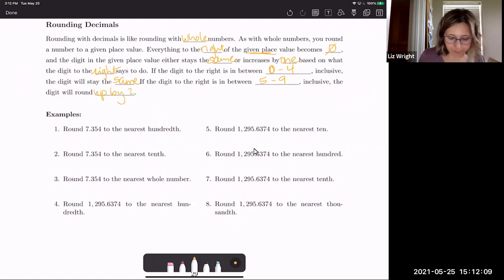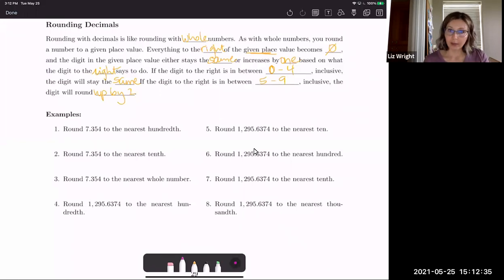Well, what does that mean? I'm gonna show you. So if we come down here, example number 1, it says round 7.354 to the nearest hundredths. So we're rounding it to the nearest hundredths place. This is how you show your work on these, because most of you can probably do this all in your head, but this is how you have to communicate to me on paper and on a test or a quiz that you know exactly how to do this skill.